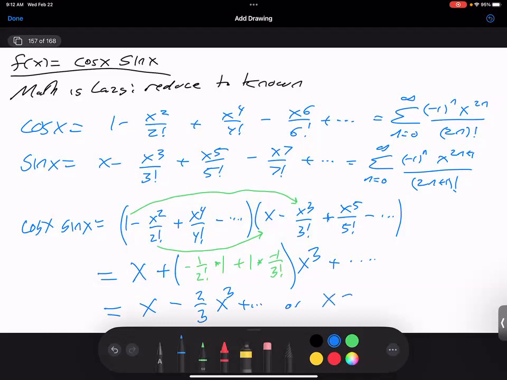Or x minus 4 over 3 factorial x cubed plus dot, dot, dot. There's a lot of great things about this problem. Which would you rather write, 2/3 or 4 over 3 factorial? Two-thirds. I understand the number 2/3 a lot better. Why is 2/3 a nice number? What's the property it has?